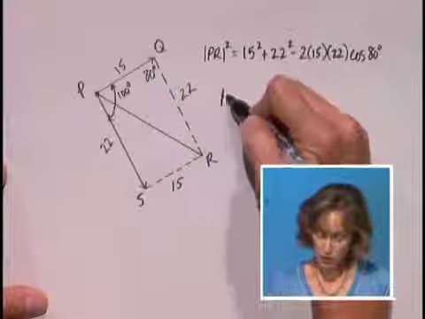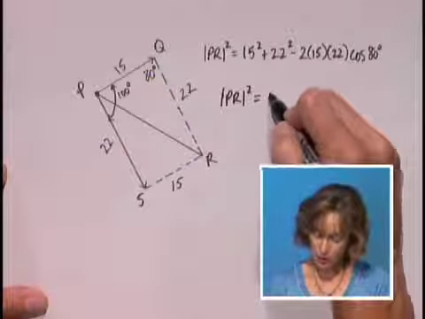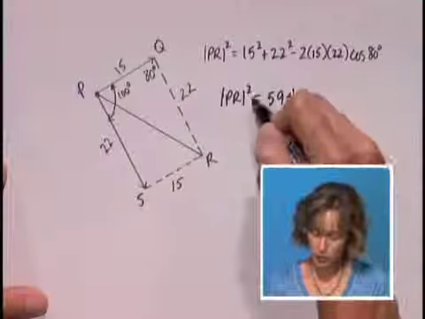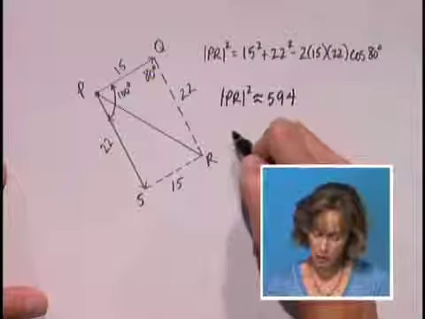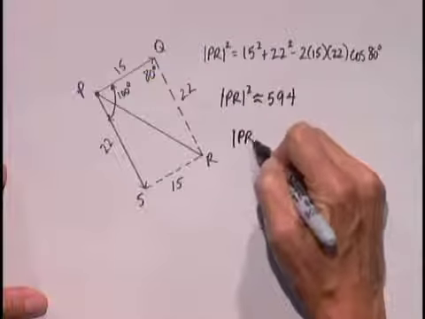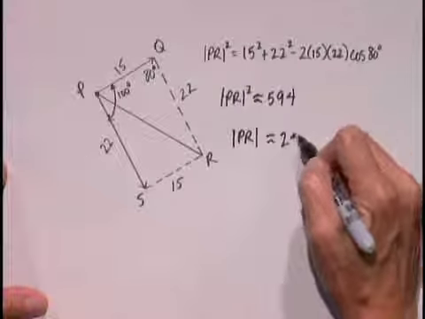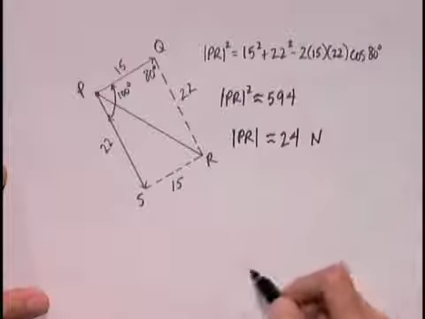This value, if you use a calculator, is approximately 594, which means the magnitude of PR itself, which is the magnitude of the resultant force, is about 24, and the units are in newtons.